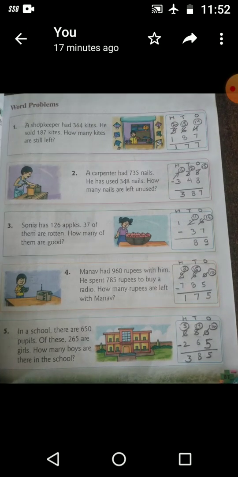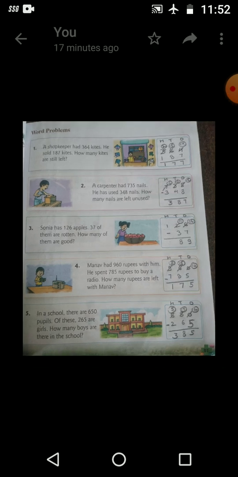So students, you have to do all the questions in the same way. I hope that was interesting.